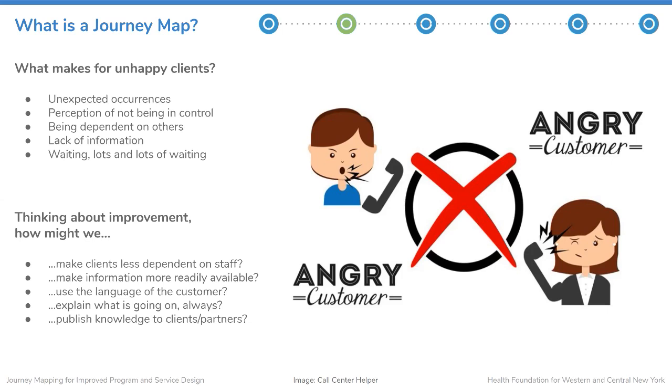Now, journey maps also naturally lead us to think about improvements. And in particular, they can bring up questions like, how can we create an environment where clients are less dependent on staff? How might we make information more readily available? How can we use the language of the customer? And when we refer to the language of the customer, this can include things like, are we using jargon in our materials that make it almost illegible to people? We have to consider the reading level of our clients as well. Not everybody may have graduated high school.